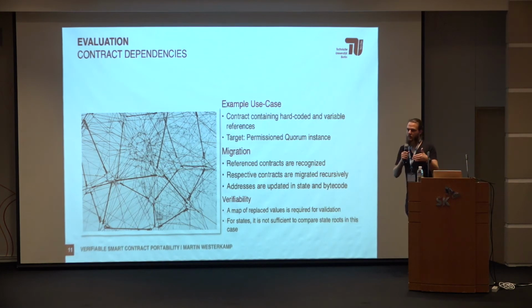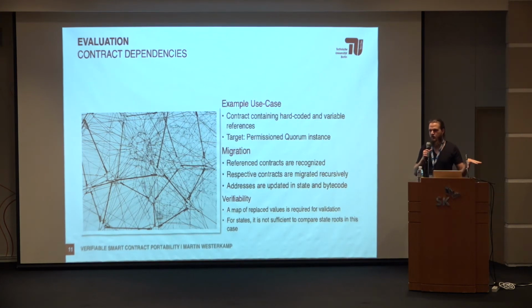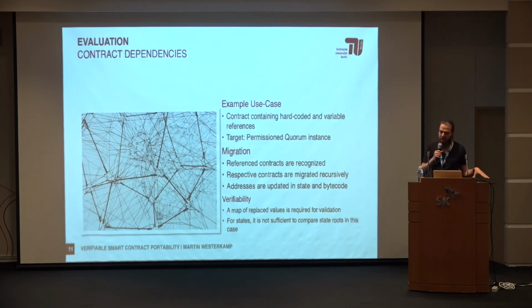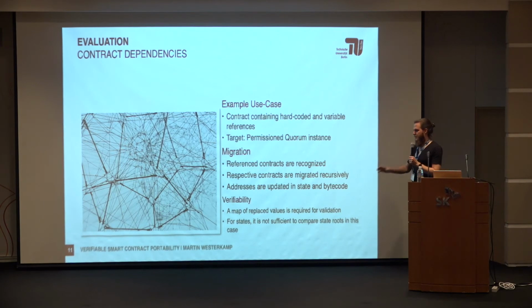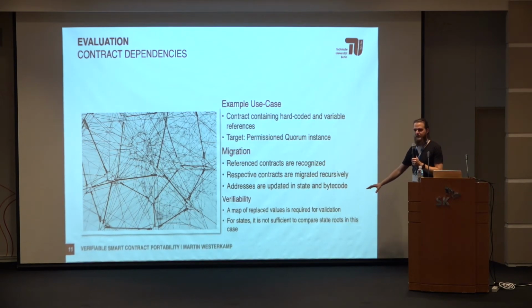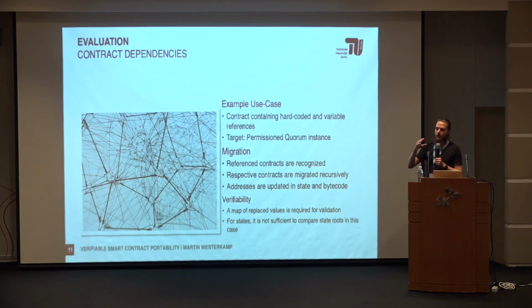And our tool could observe all those references and migrate them recursively. So it was changing these target addresses in the actual code that was obtained before. Here again, one drawback is that the verifiability is mitigated a little, because we cannot just easily check the root anymore, because we have now changed some storage values, right?